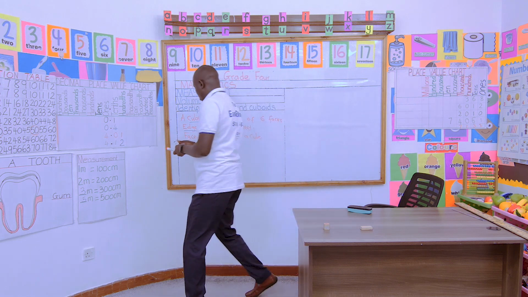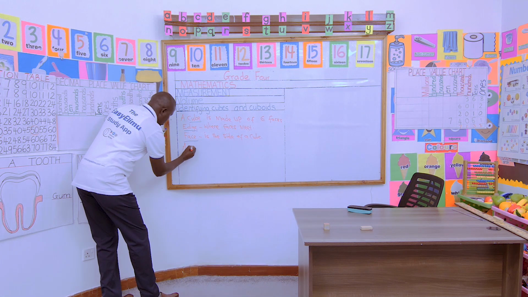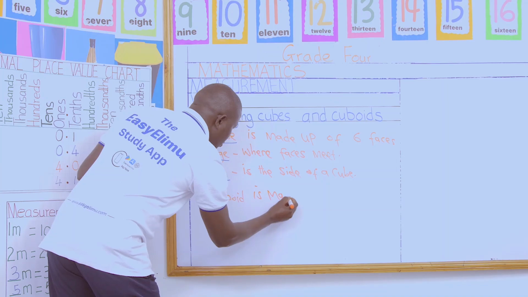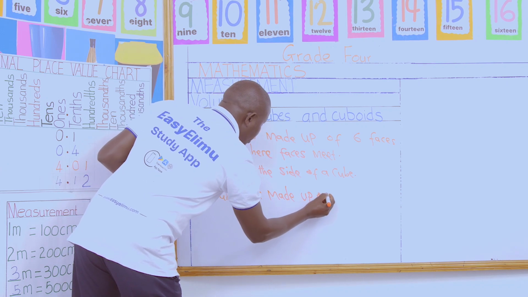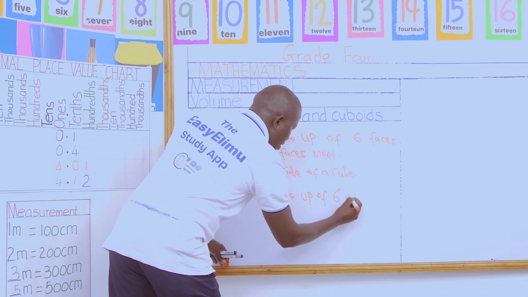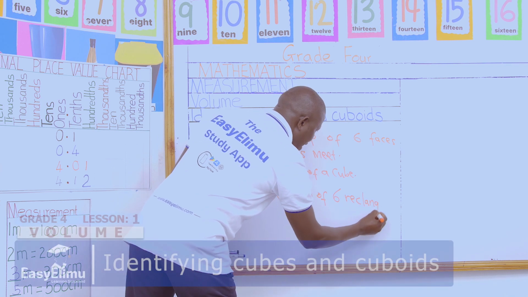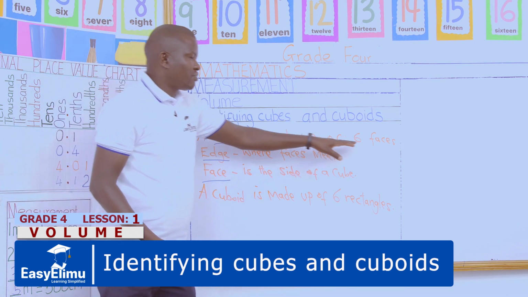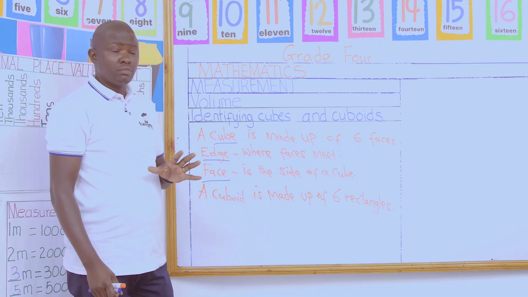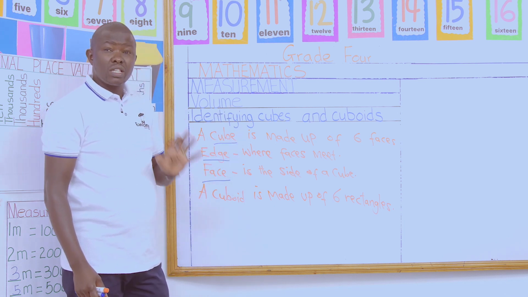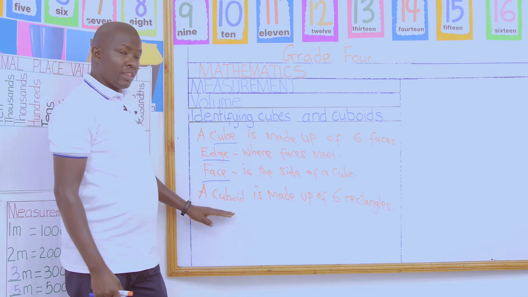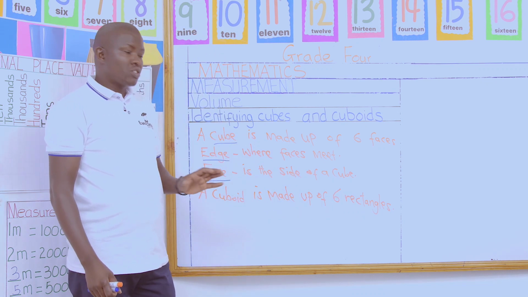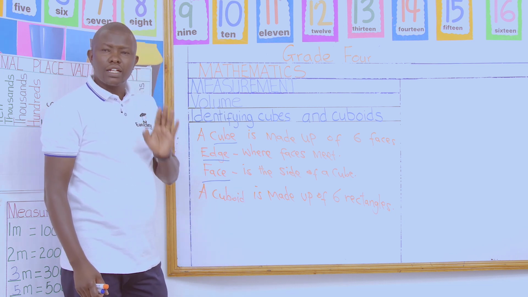A cuboid is made up of 6 rectangles. Unlike the first one, we said a cube is made up of 6 faces, and the faces were in square form. They were squares. The same, a cuboid is made up of 6 rectangles. All the faces of the cuboid are in rectangle form.